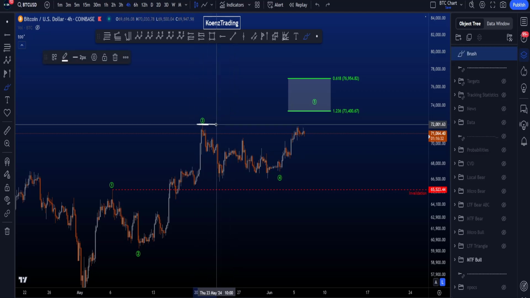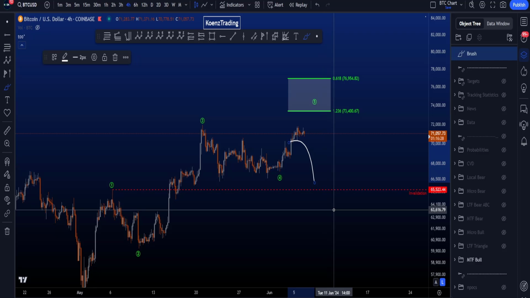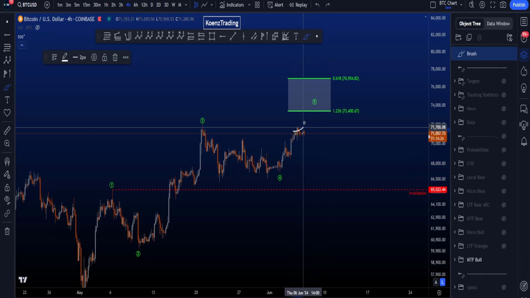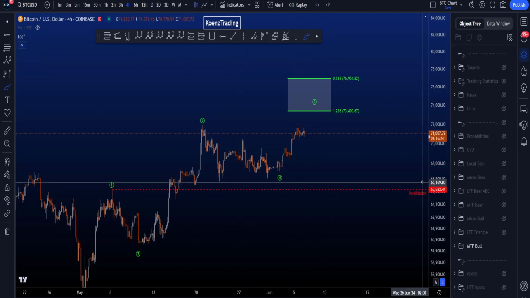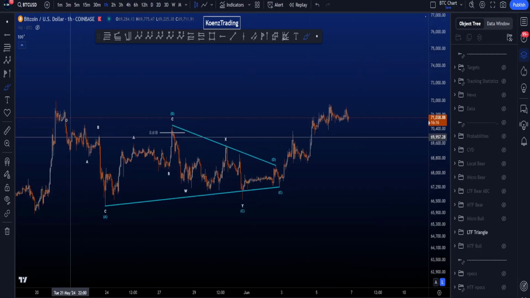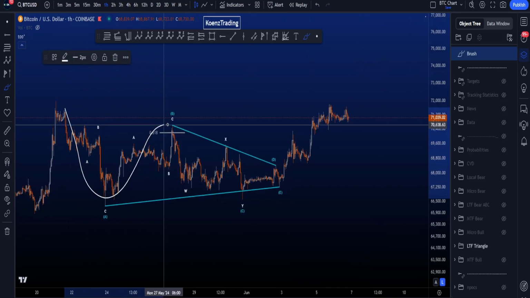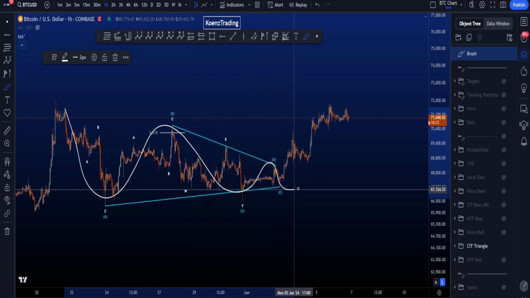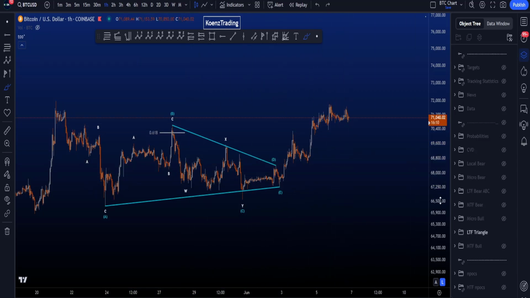Price has to take out the high of wave 3 at 72k before moving down to the invalidation level. If price takes out this high, the invalidation will be removed. Inside wave 4, the highest probability scenario at the moment would be a sideways triangle, a 5-wave structure, wave A, B, C, D, E, and then we look for an impulsive structure to the upside.